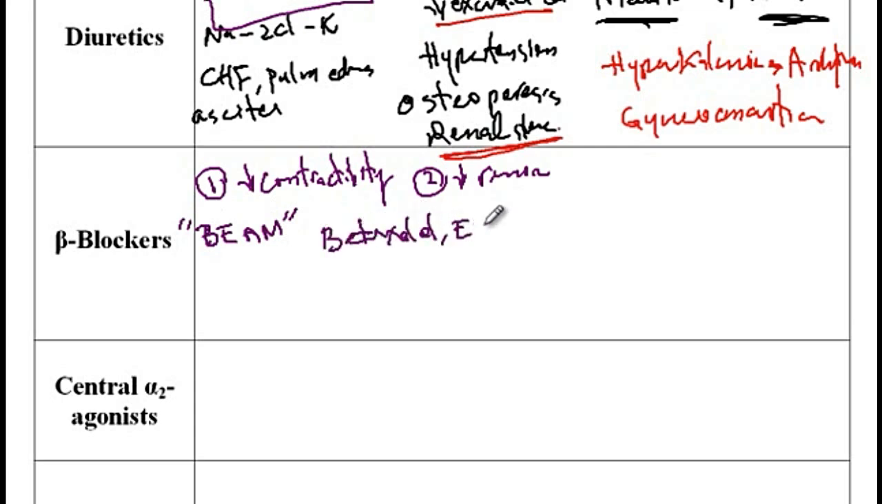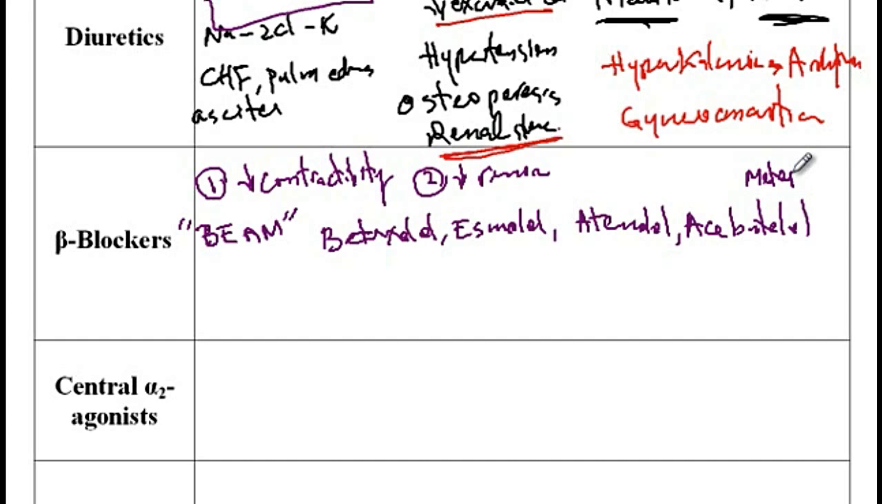betaxolol, esmolol, atenolol, acebutolol, and metoprolol. So what happens is that with beta blockers, they could inhibit both beta 1 and beta 2, and thus you cannot use all of these beta blockers in patients that have asthma.